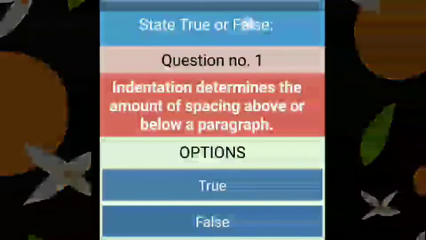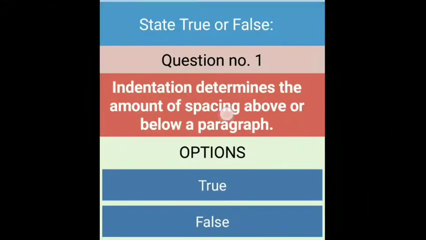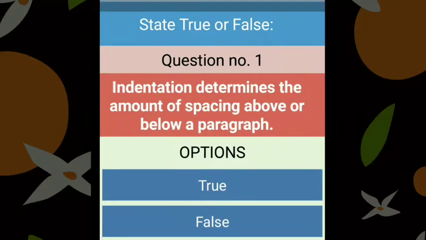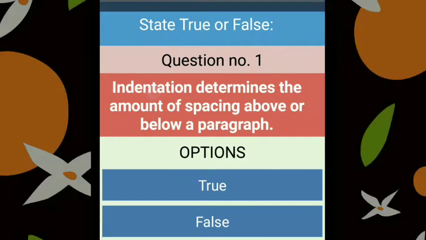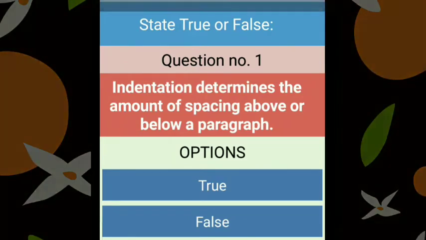Now let's start the true false. The first question is indentation determines the amount of spacing above or below a paragraph. Means paragraph के above and below में जो space है, that is known as indentation. As we know, indentation is the space between the text and the page margin. Page margin और text के बीच में जो space है उसको हम indentation बोलते हैं. So this is false. Right answer.